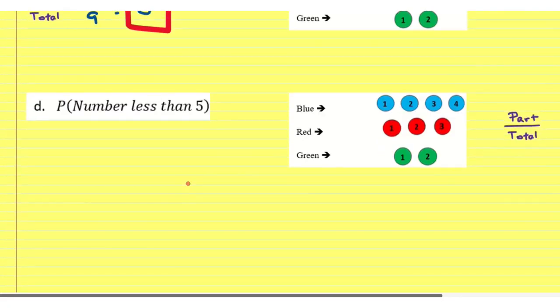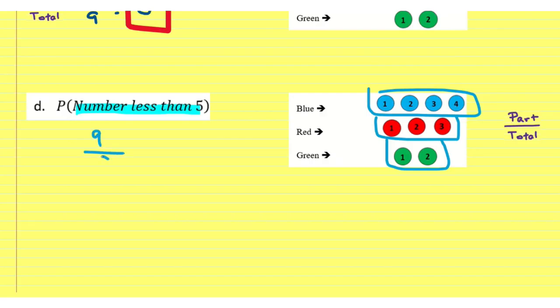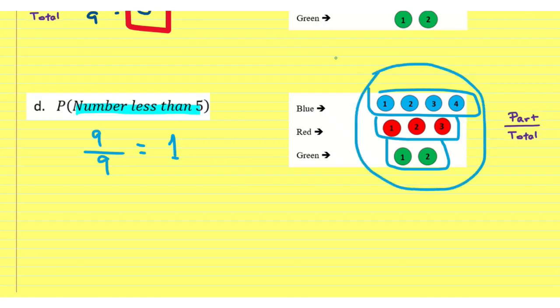Okay, and this one says they want us to find the probability of getting a number less than 5. So numbers less than 5. Let's see. All of these are less than 5. All of these are less than 5. And all of these are less than 5. So that means my part of the whole is 9 parts out of 9 total marbles, which means my probability is 1. And of course, in practical thinking that is 100%. There's a 100% chance that I'm going to get a number less than 5 out of my bag of marbles.